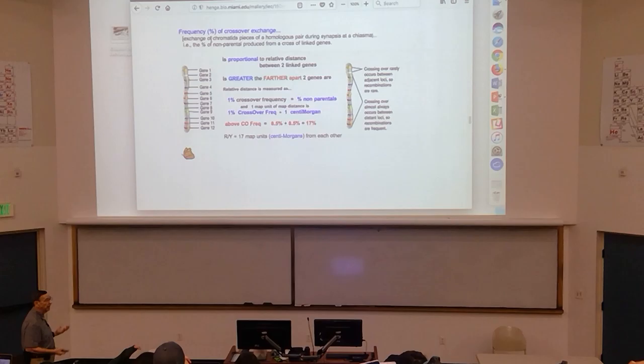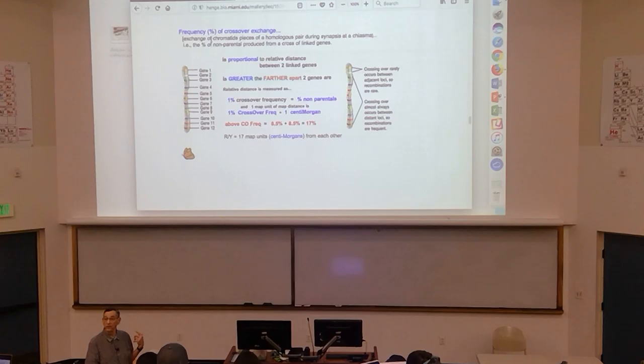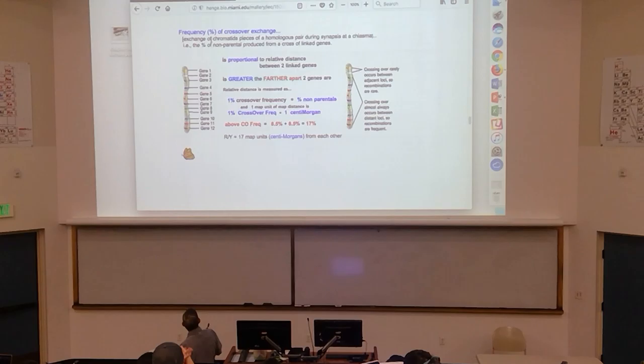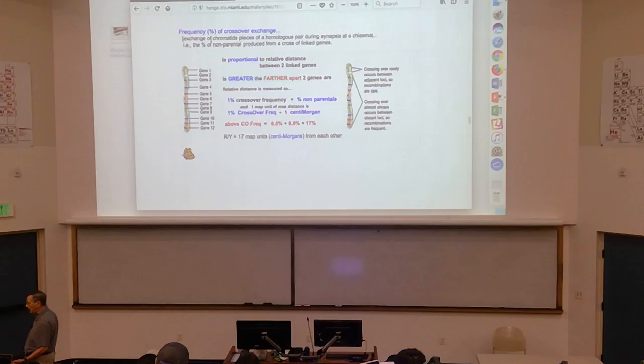Now, we just had 17% crossover frequency in the previous problem: 8.5%, 8.5%. So what I'm going to do is say that 1% crossover frequency, or the percentage of non-parental, is equal to one map unit of distance. It's not a physical distance. It's a relative distance. It's not a number of nanometers. And I'm going to call that 17%. Historically, we've given a lot of credit to Thomas Hunt Morgan for that, so we now refer to a map unit as a centimorgan. So what this really means is the genes R and Y are 17 map units, or 17 centimorgans, from each other. That's important.